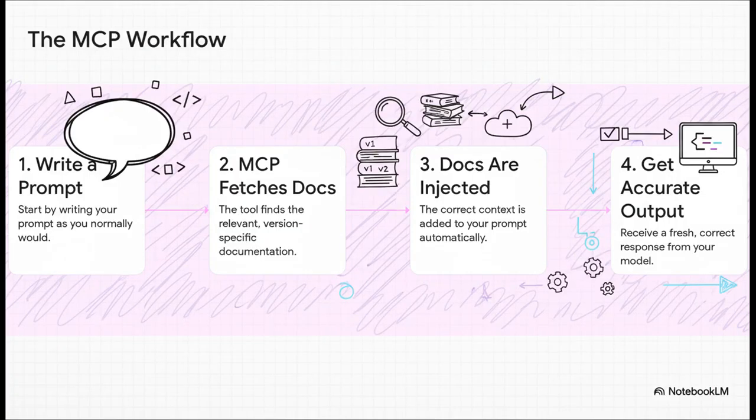First, you just write your prompt, like you normally would. Then, MCP is smart enough to figure out what you're asking for, and it goes and fetches the right documentation. After that, those docs are automatically injected. And the result? You get a much more accurate, fresh output from your AI, because it's working with the correct info right from the start.